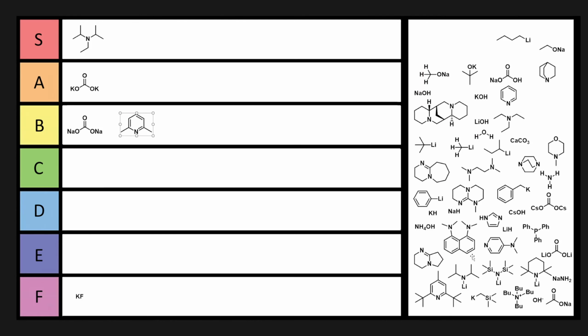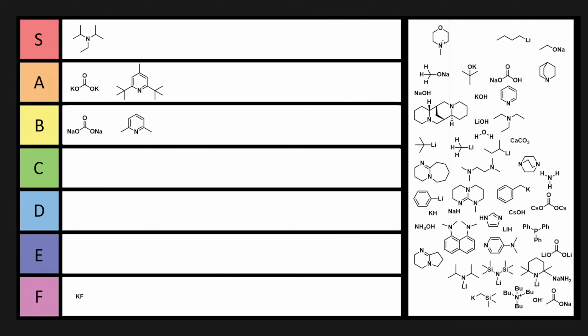Now if we look at another one like this derivative here, where we have two tert-butyl groups and a methyl group para to the nitrogen, this is actually a much better base because it can't coordinate metal ions. There's only enough room for a hydrogen to get in there. So this analog would be slightly better. We're going to put this one in A tier.